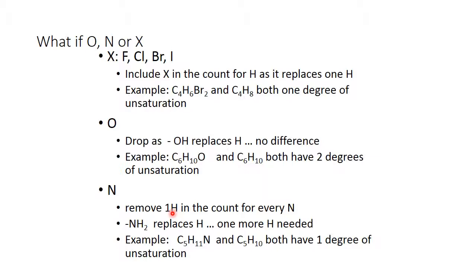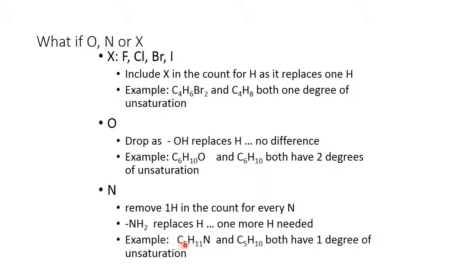If I look at nitrogen, I'm going to remove a hydrogen to put a nitrogen on. But when I put the nitrogen on, I have to put 2 hydrogens on the nitrogen to give it all single bonds, because it must have 3 bonds. So if I look at a compound that has a nitrogen in it, every nitrogen really requires 1 more hydrogen than what the compound would have if there were no nitrogens.